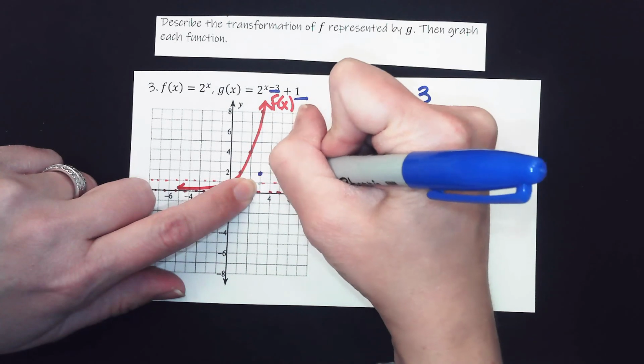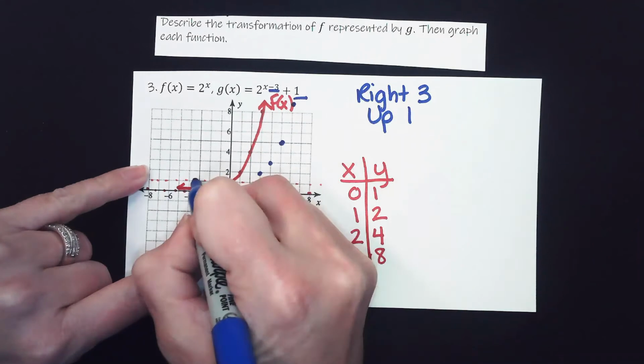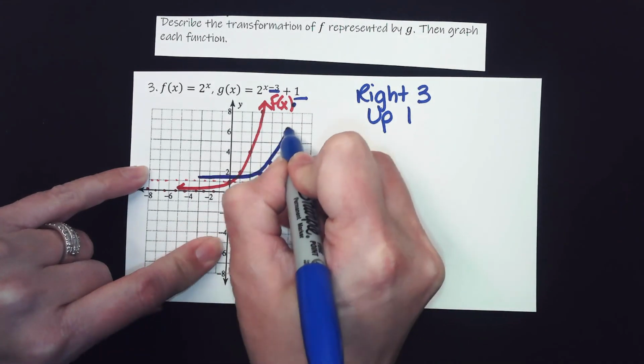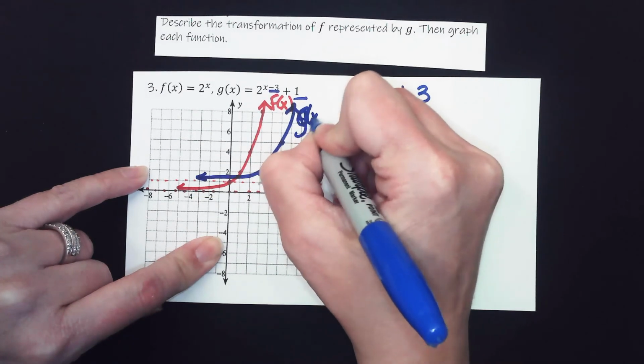Sorry, 1, 2, 1, 2, 3, 4, and that one's going to be off. Okay, so here we go. And so this is, whoops, g of x. I just started writing f of x.